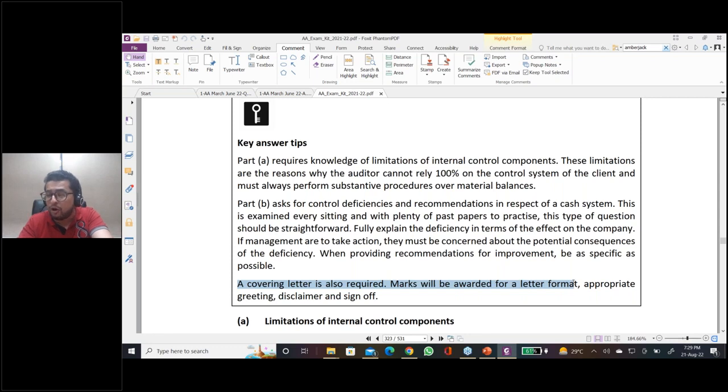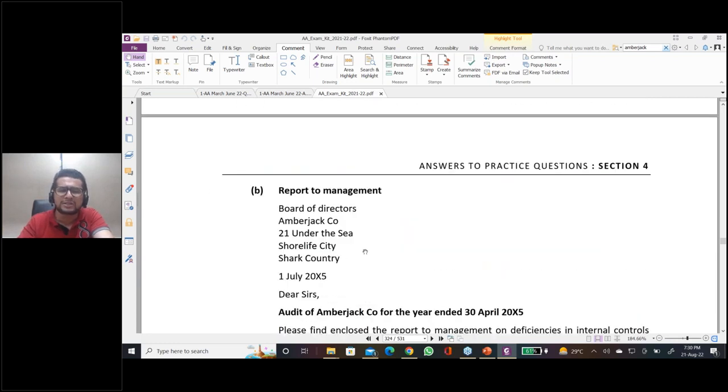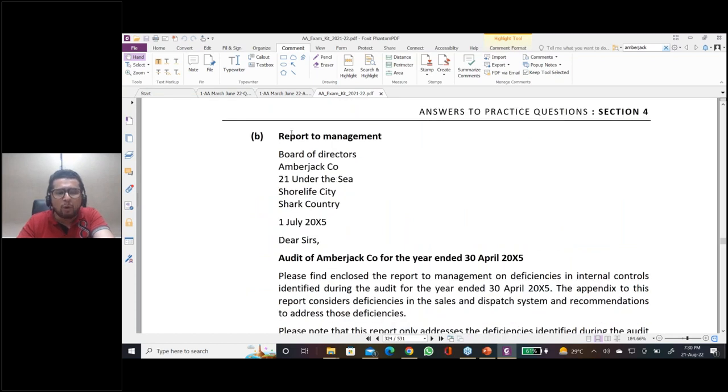So take care of the format, and then appropriate greetings such as the start and the finish, disclaimer and sign off. Let me explain what that is. It's a report to the management. Covering letter is basically a report to the management from the external auditor. This report is never publicly available. It's a secret report. Who are the addressees? The board of directors. Which company? Amberjack. Ignore the address, write XYZ, and then write the date of your exam.